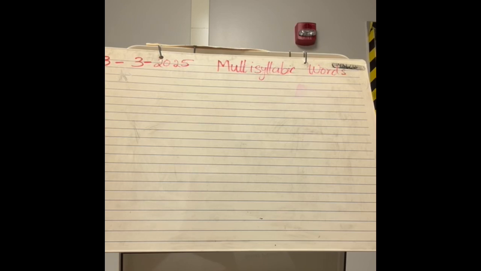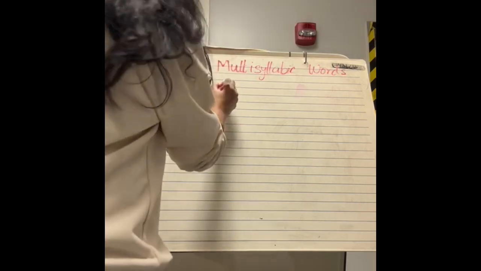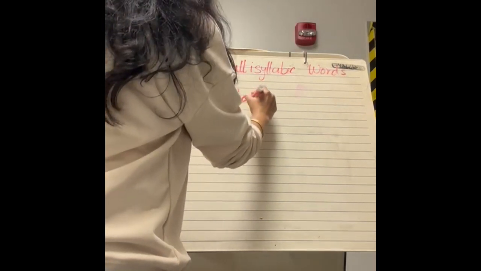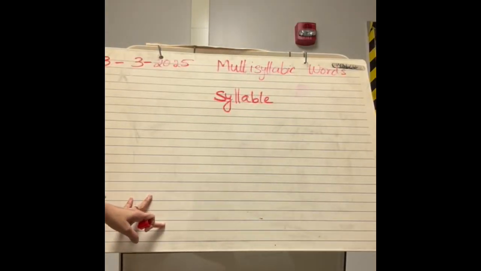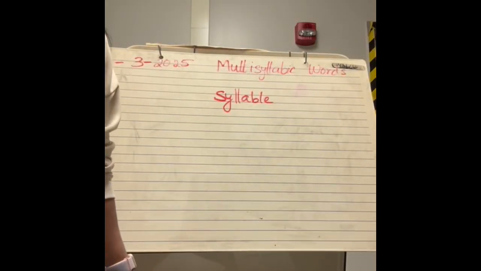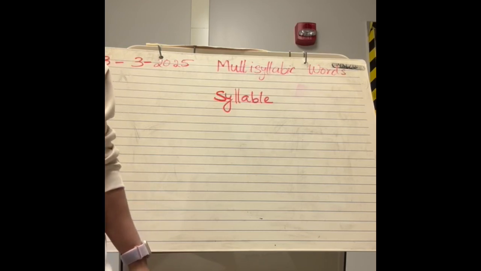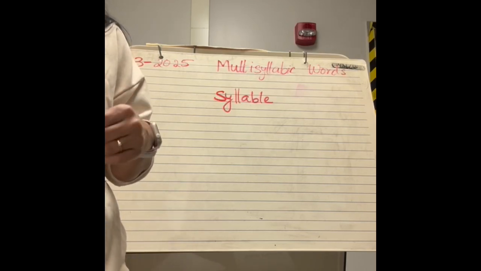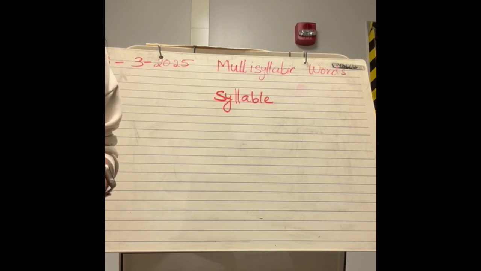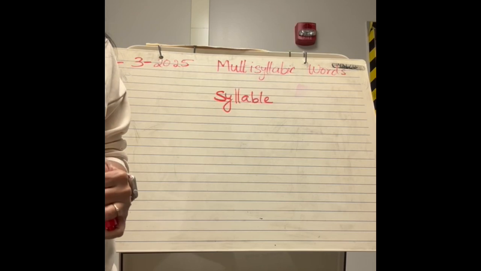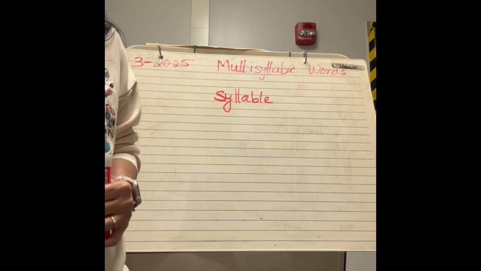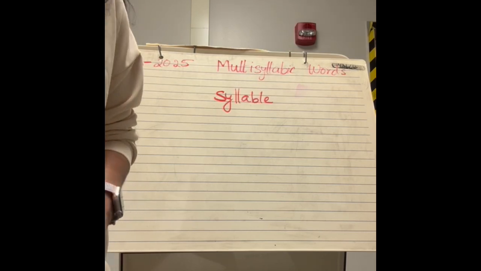Okay, so let's go. Have you heard about syllables? Do you know what syllable means? Have you heard of it before? Heard, right? Can you tell me what it is? No, that's okay, no problem. You need to understand that a syllable is a word part that has one vowel sound. It's a part of a word which has one vowel sound.